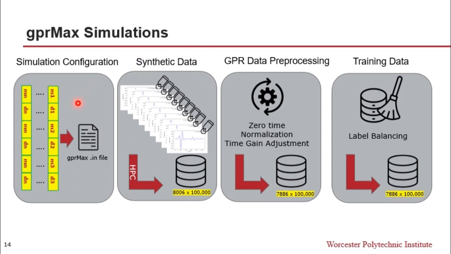The gprMax simulation used these 6 labels generated by our algorithm in a .in file, which has been fed to gprMax. When the simulation is done, we repeated this simulation 150,000 times to make sure that we have enough data. We then applied zero-time correction, normalization, and time gain adjustment to make our data more valuable.